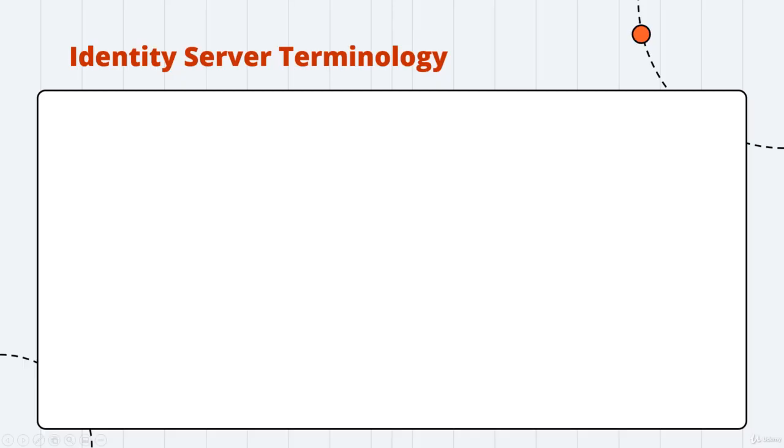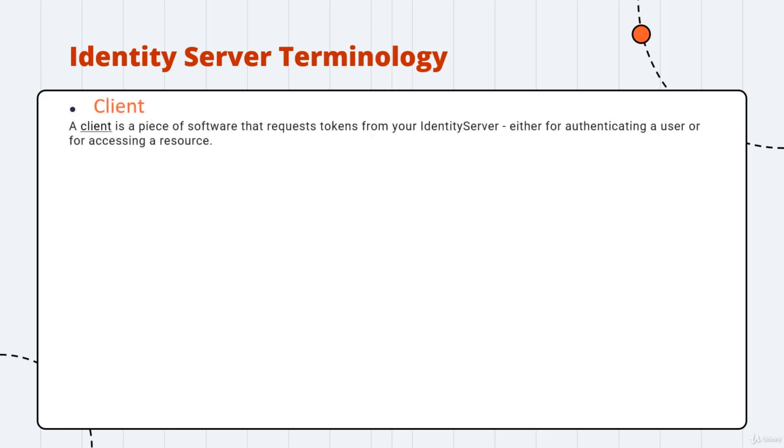Let me walk you through the important terms in identity server. The first one is client. A client is a piece of software that requests token from your identity server. The token can either be for authenticating a user, in that case it will request an identity token, or for accessing a resource, in that case it will be an access token. A client must first be registered within your identity server before it can request token.